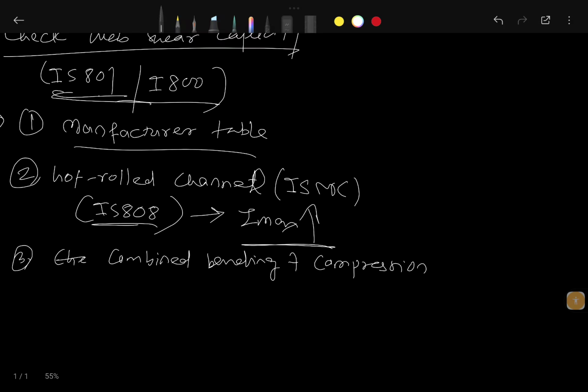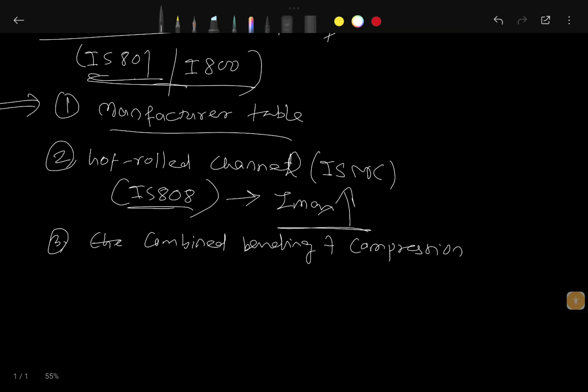Check local and lateral buckling using IS 801 for cold form or IS 800 for hot roll. Or, fourth point, provide sag rod or intermediate ties.